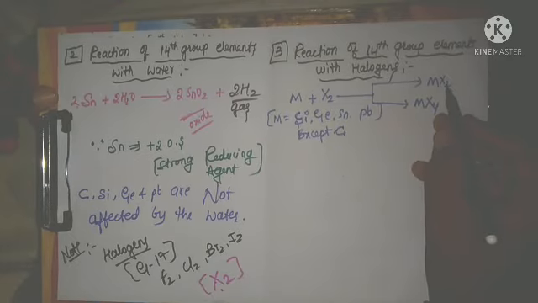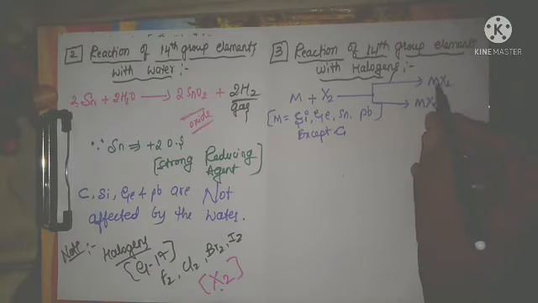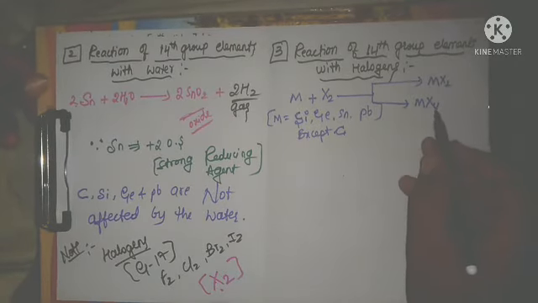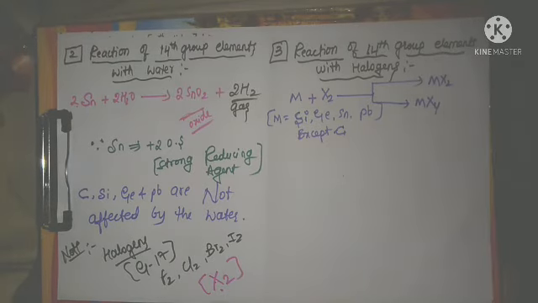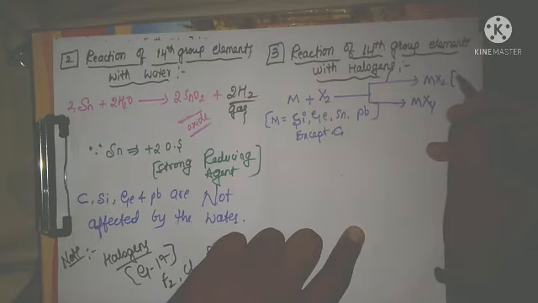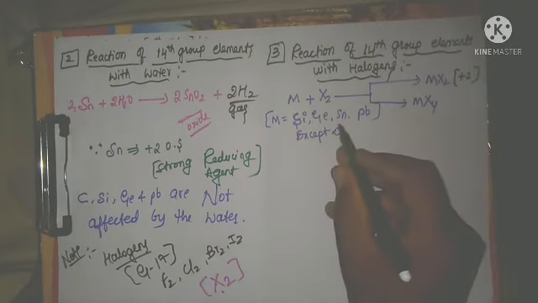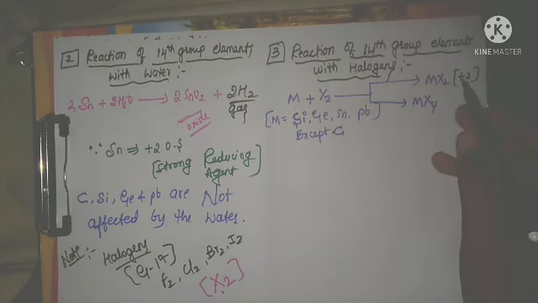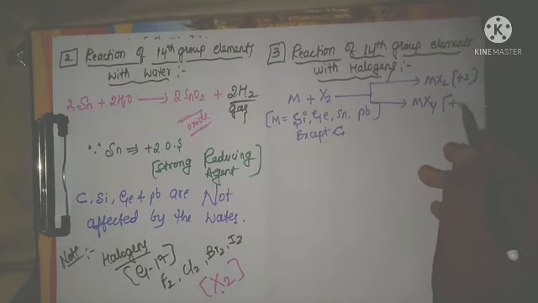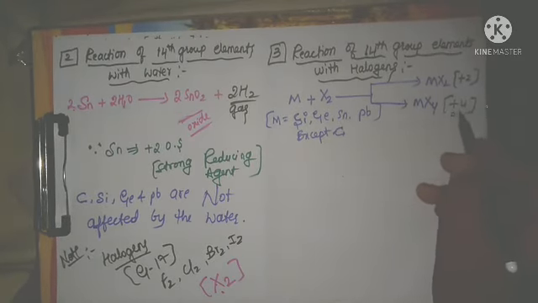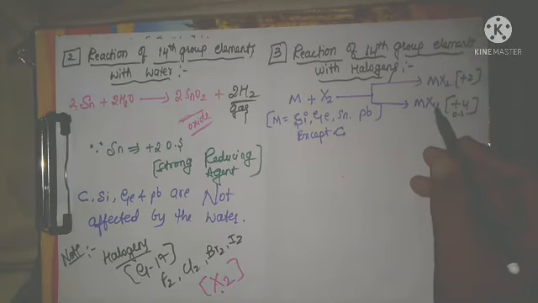Two halogen atoms are there, therefore it is called dihalides, and four halogen atoms are there, therefore it is called tetrahalides. When the element, silicon, germanium, tin, lead, is in the +2 oxidation state, it will form the dihalides. When they are present in the +4 oxidation state, it will form the tetrahalides.